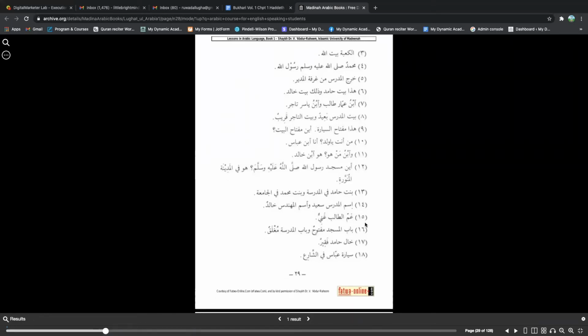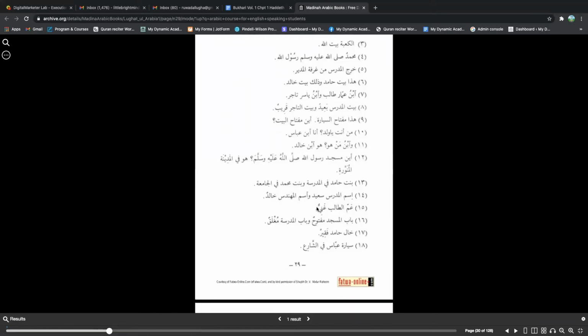Ismu al-mudarrisi Sa'idun. The name, ism: if it's by itself, it's ism with a tanween. Because it's mudaf, it becomes ismu. Ismu al-mudarrisi, with the kasra on the ra because it's mudaf ilayh. The name of the teacher is Sa'idun. Sa'idun is the name of the teacher.